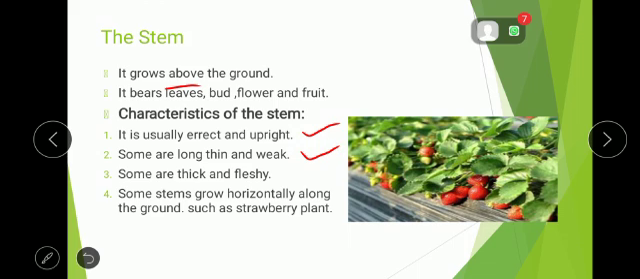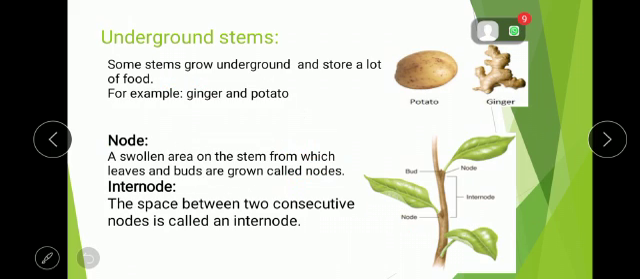Some stems are thick and fleshy and store food in them, such as potato. Some stems grow horizontally along the ground, such as the strawberry plant. Underground stem: some stems grow underground and store a lot of food, such as ginger and potato.